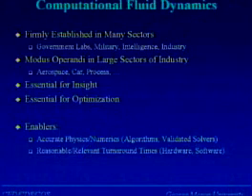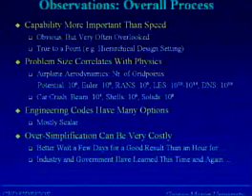Okay. What are the lessons learned? Well, this is sort of my conclusions. It's firmly established in many sectors. It's the modus operandi in very large sectors of industry. It's essential for insight and optimization. I've talked about the enablers. As far as observations from 25 years of experience, capability is much more important than speed. Obvious. Problem size correlates with physics. The more physics I put in, the more expensive it gets. Right? You can take that both for airplane aerodynamics, but also for structural mechanics.